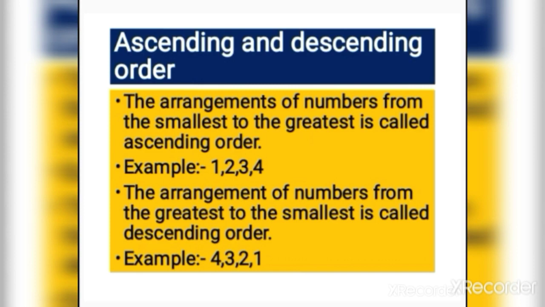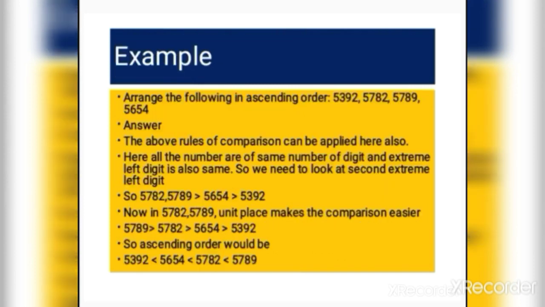Let's have some more examples of large numbers. Arrange the following numbers in ascending order. Here we have 4 numbers: 5392, 5782, 5789, and 5654. The rules of comparison can be applied here also.